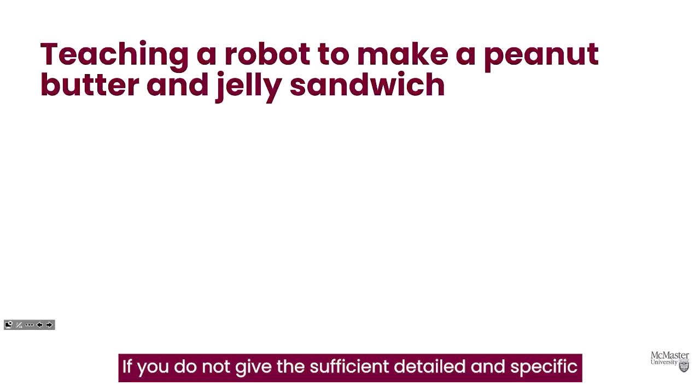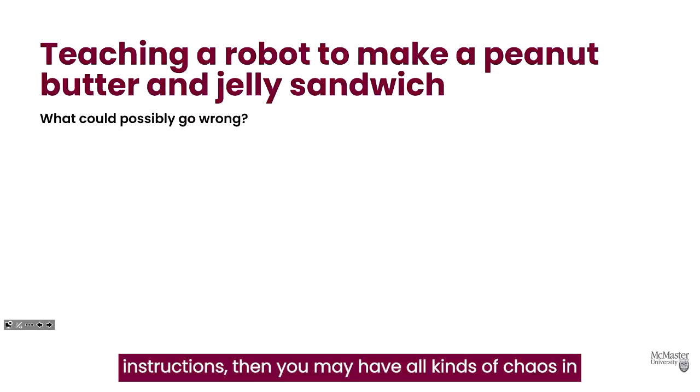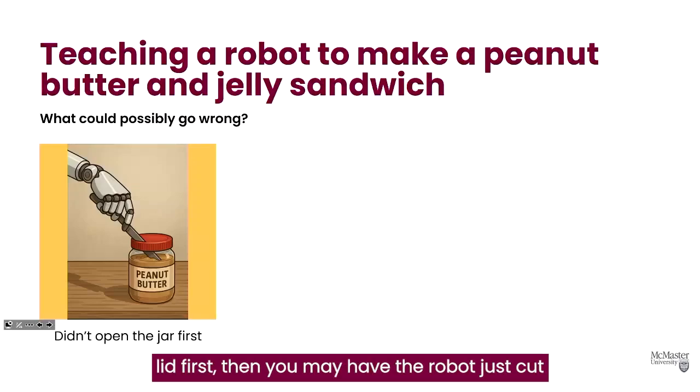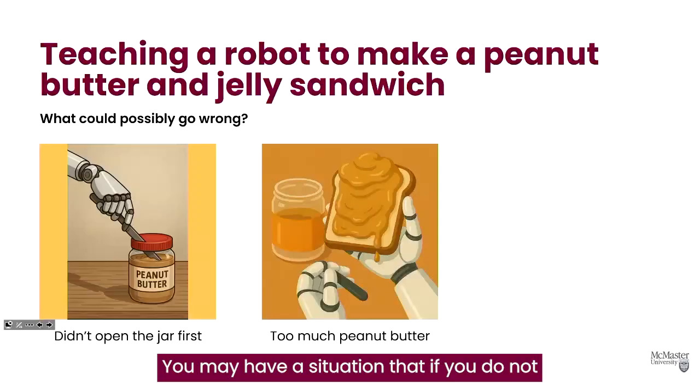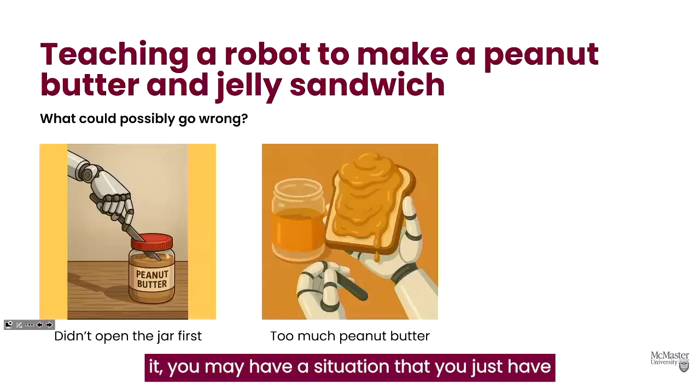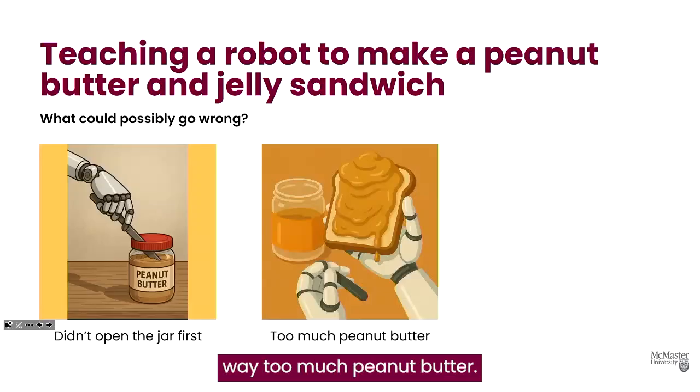If you do not give sufficiently detailed and specific instructions, then you may have all kinds of chaos in your kitchen. As Jake mentioned, if you didn't tell the robot or your smart kid to open the lid first, then you may have the robot just cut the knife through the lid to get the peanut butter. If you do not specify to spread enough on the bread to cover it, you may have way too much peanut butter.